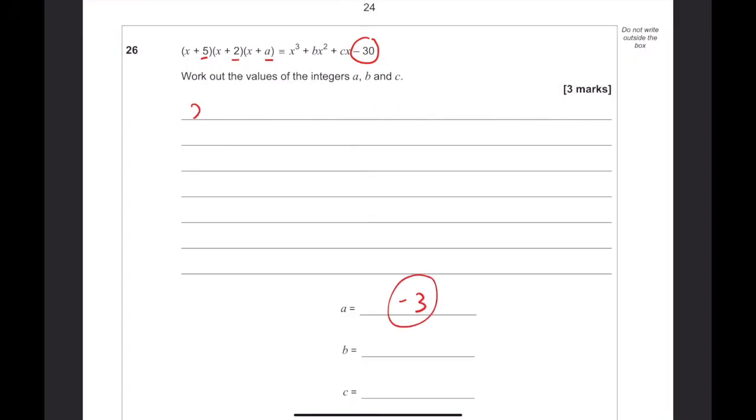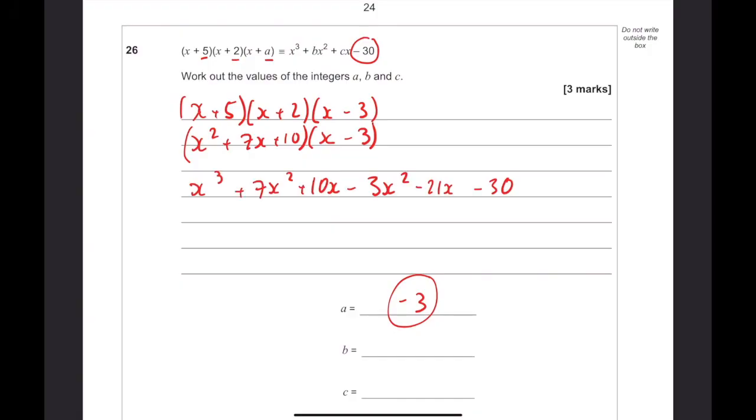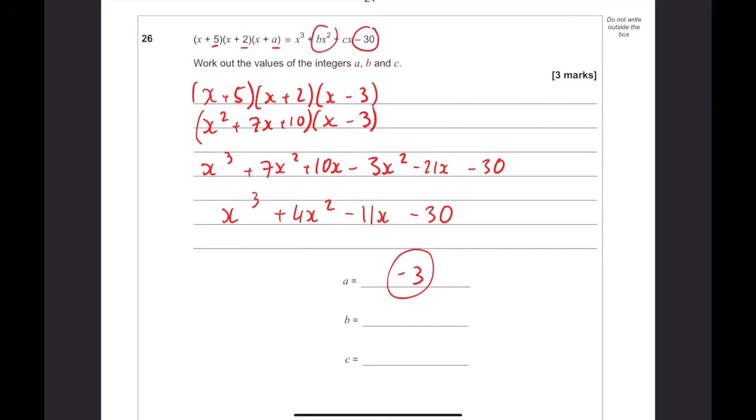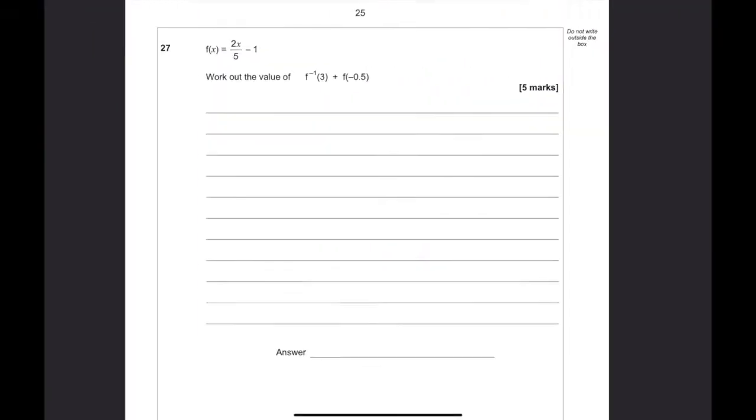So what that means is we can now expand our brackets. (x + 5)(x + 2)(x - 3). Now if we expand all that out, we will first of all get this. And then if we expand out one more time, we will get this. And then when we simplify, we will finish with this. So b is the coefficient of the x squared, so 4. And c is the coefficient of the x, so minus 11.